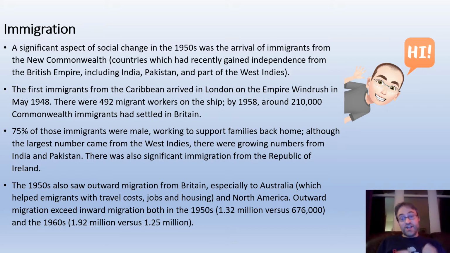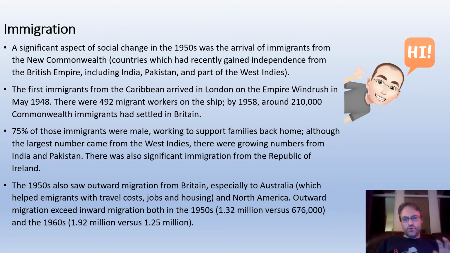We also see quite a bit of immigration in this period from the Republic of Ireland, particularly in areas such as Liverpool, for instance. One feature of this period which is often overlooked is there's actually a really big number of migrants who are leaving Britain, so people who are emigrating from Britain to other countries. Australia is a very popular destination, partly because the Australian government is really keen to encourage immigration at this point from Britain. The government there even helps with some of the cost of travel and some of the cost of housing as well. You also see people from Britain moving to the US and to Canada as well.